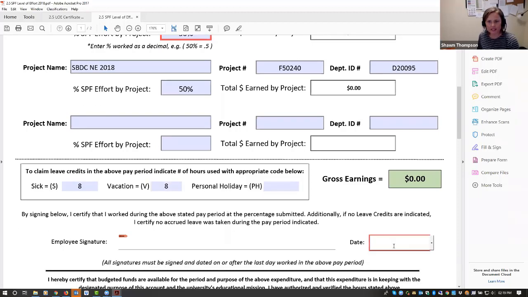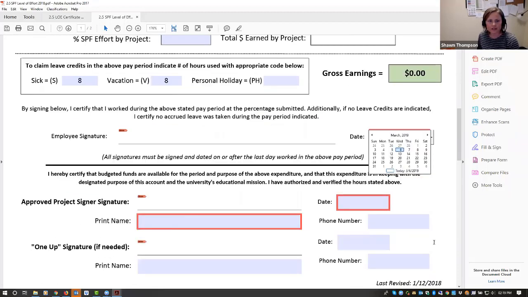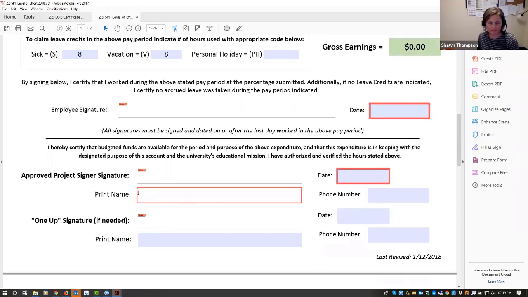And then I'd put the date here, it has a calendar. And the person who can sign for me is Kristen. That's the only one, she needs to be a 1-up. I can sign for other people in our department, but only Kristen can sign for me because she's my supervisor. I can't sign for myself. And then we would route it.